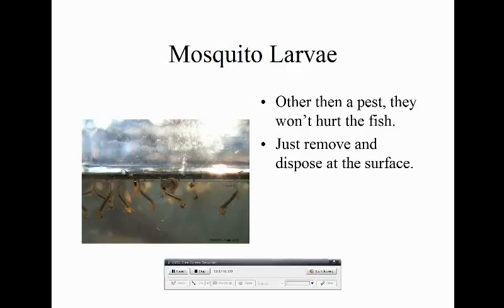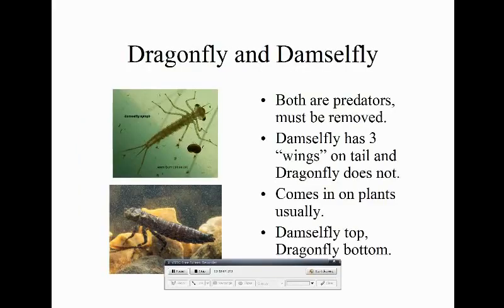And here's where I've had a problem. Damselflies. I actually had damselflies come in on the plants, believe it or not. I can't believe I only got them in one tank, so it must have been one portion of hornwort that the larvae or eggs, I have no idea how they reproduce. But anyway, they're both predators. You got to remove them out of the tank.